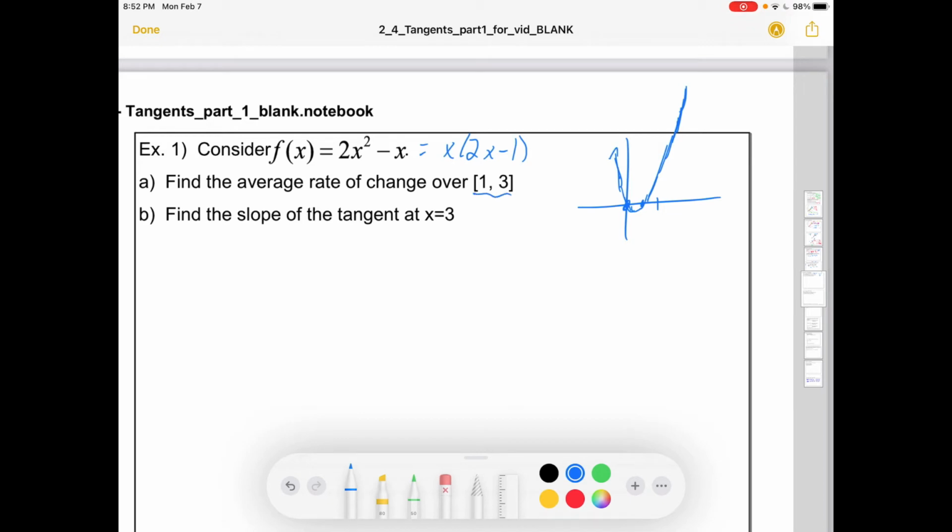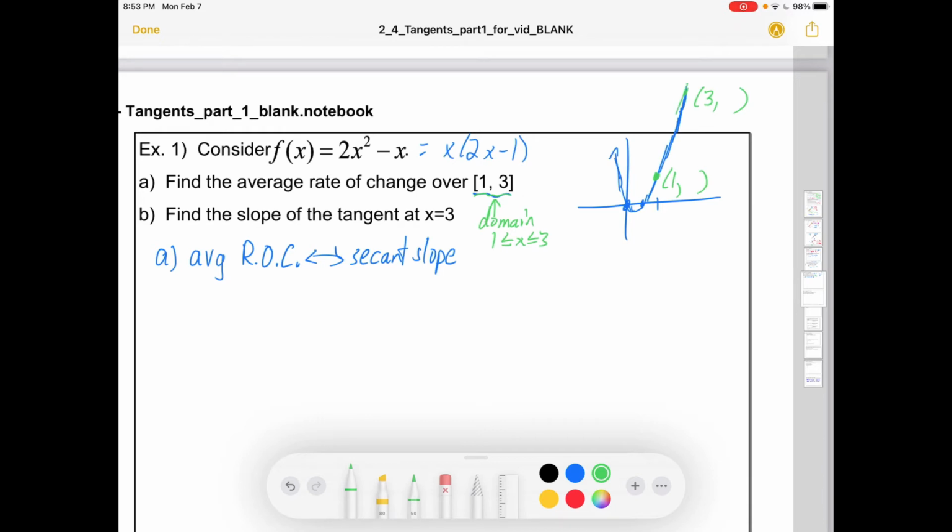If we want to find the average rate of change on this, that's not really calculus-y stuff. Average rate of change is equivalent to secant slope. So to do that, all we need is two points. We need the point 1 something and the point 3 something. This right here, this means a domain, right? It means the domain from 1 to 3. And that interval notation, you'll see it more and more.